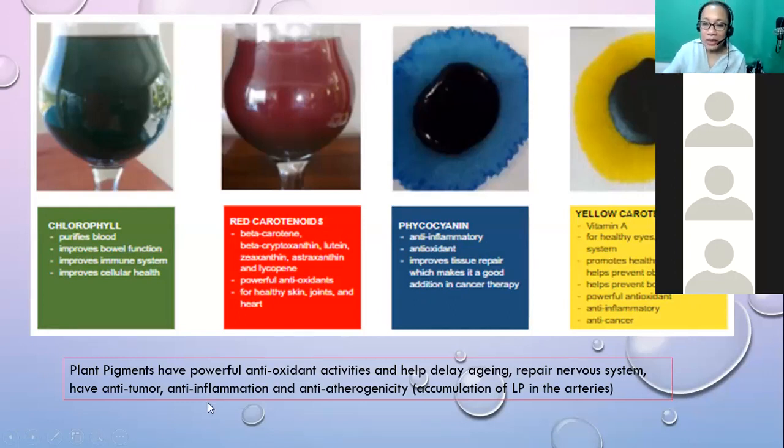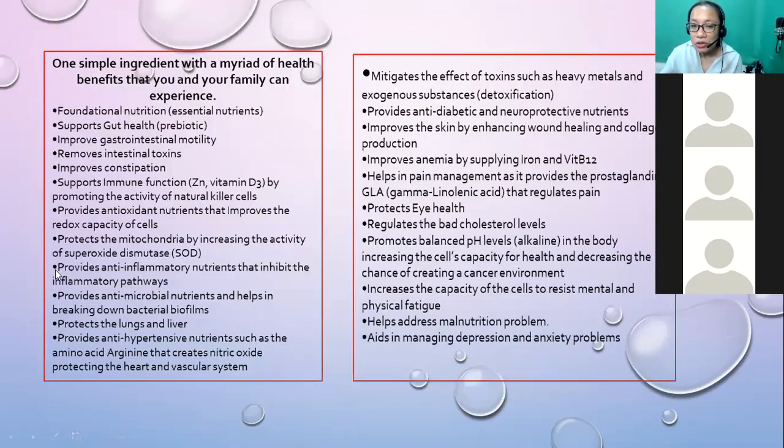So plant pigments have powerful antioxidant activities that help delay aging, repair the nervous system. They have anti-tumor, anti-inflammation, and anti-atherogenicity or the accumulation of lipoproteins in the arteries because they are powerful antioxidants. They protect the body against all of these factors of stresses, which, for example, mga lipoproteins or fatty substances. Okay, so ito yung different health benefits na makukuha natin sa spirulina.